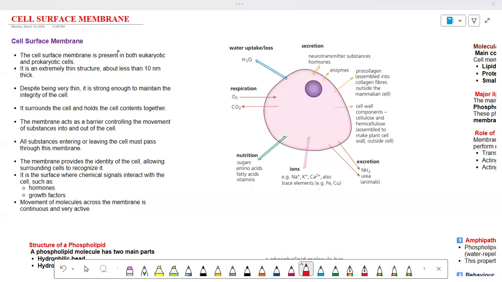Hello everyone, dear students. Today I am going to demonstrate a very important topic of cell biology, and that is the cell surface membrane.